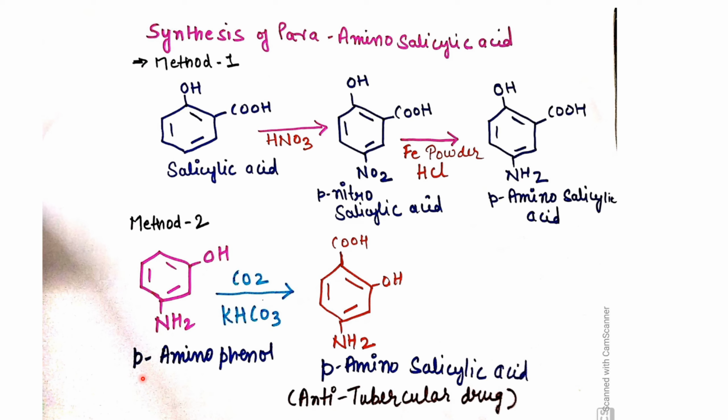In second method, directly para-aminophenol can be converted into para-aminosalicylic acid with the help of carbon dioxide and potassium carbonate. This para-aminosalicylic acid is an anti-tubercular drug. It is used for the treatment of tuberculosis.